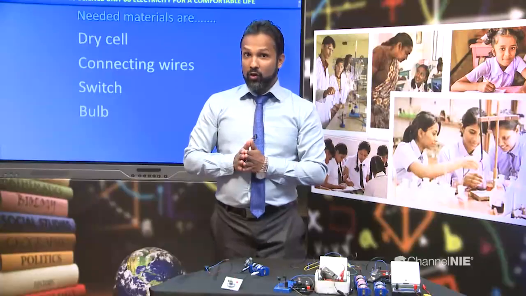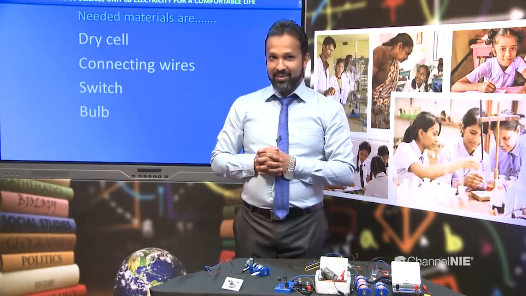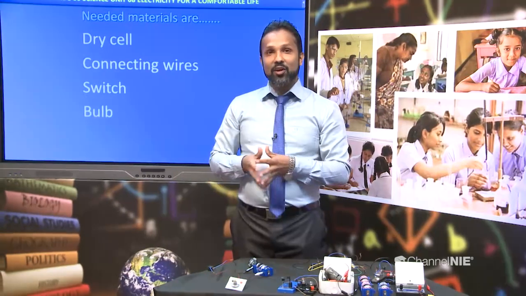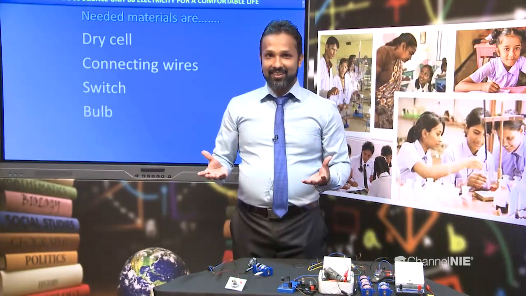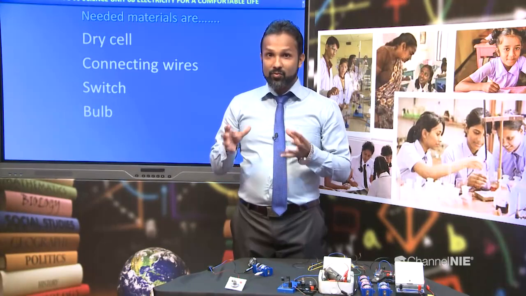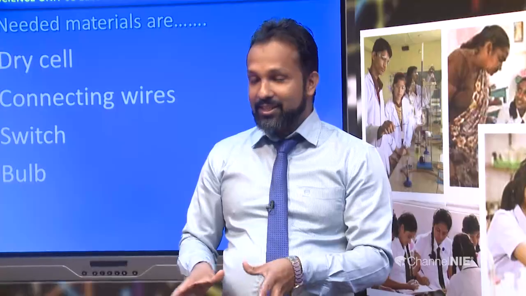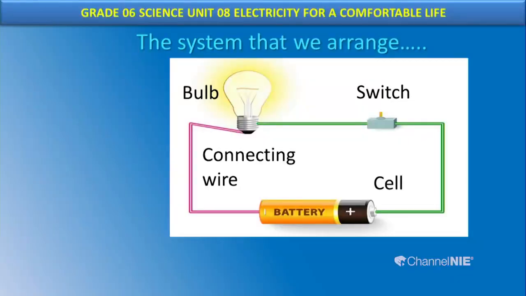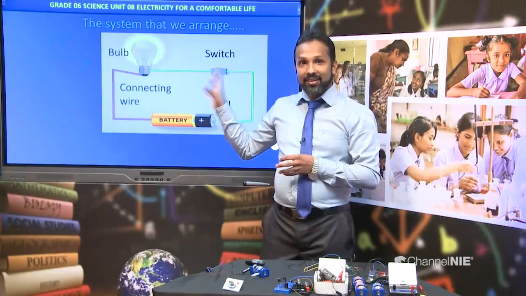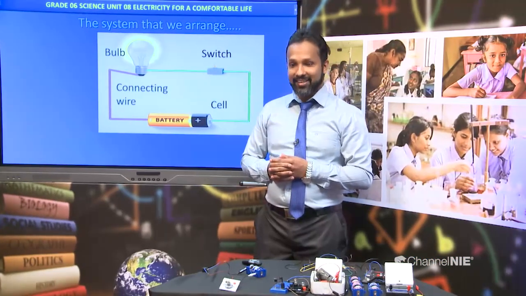How do we call for such kind of setup? My dear children, this is called as a circuit. This is a very small and simple circuit that we can prepare by using these components. Right, my dear children? This is the system that we arrange. You can watch it. This consists of a bulb, a switch, connecting wires, and a dry cell. This is called as a circuit.